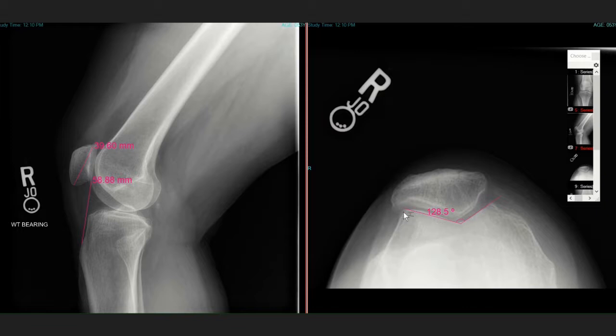This is therefore a steeper than normal range value. It may be suggestive of a slight trochlear dysplasia in this particular examinee.